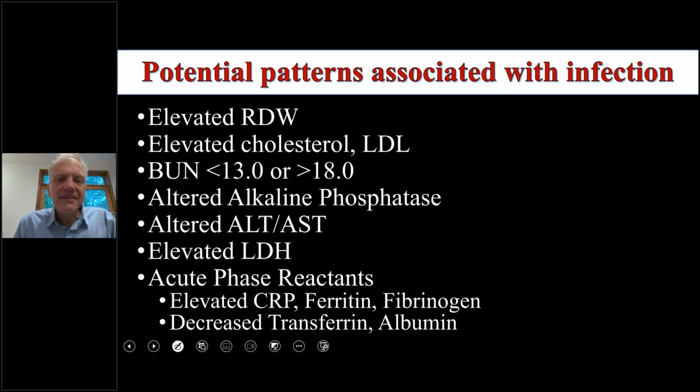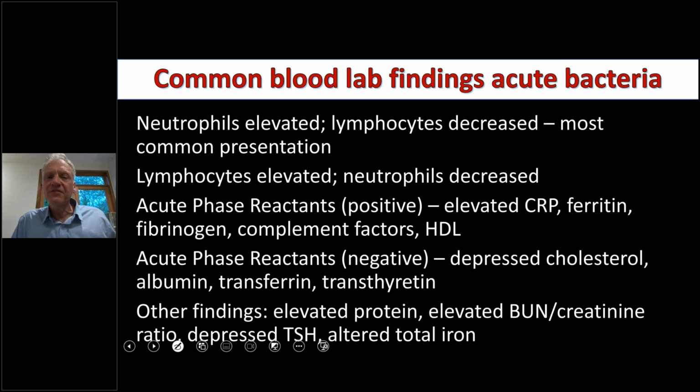All right, so let's move ahead. Common blood lab findings for acute bacteria. So neutrophils can be elevated, but guess what? Not always. Some GI infections I find that are bacteria can flip that upside down. You can have lymphocytes higher, neutrophils lower. Also, the other caveat, if you have straight Lyme disease, it loves to take neutrophils down and lymphocytes up.